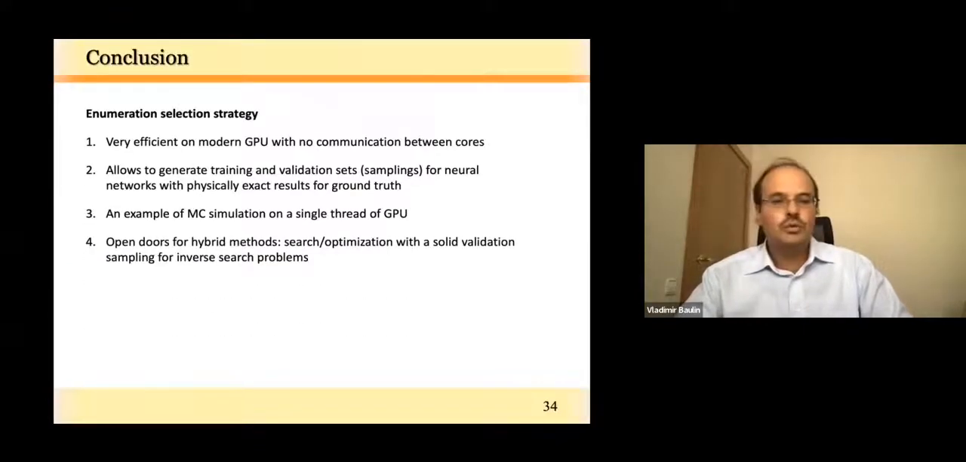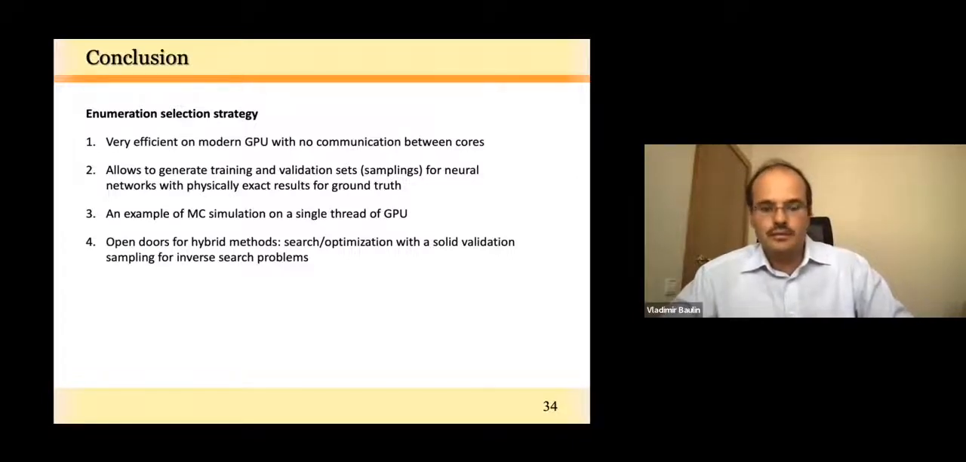And so to summarize, I can say that this method is very efficient on modern GPUs, because it doesn't need communication between even GPU cores. This allows you to use it for hybrid methods with neural networks and generate training and validation sets. You can use it as a ground truth or to validate the results, because what you get from this method are exact results, not just a prediction of optimal structure, but exact results.